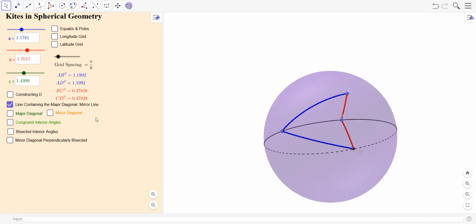Now we also have a line containing the major diagonal. There it is. And it turns out that this has a reflective symmetry over that line. And it turns out that these two triangles are congruent, again, by side, angle, side. And so if we look at the major diagonal with it, those two triangles are congruent with a reflection about this line here. Okay, so among other things, that means you have a pair of congruent interior angles right here.